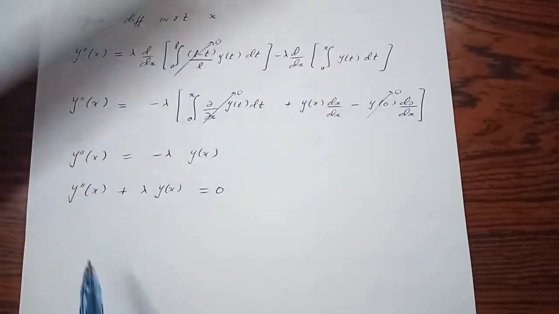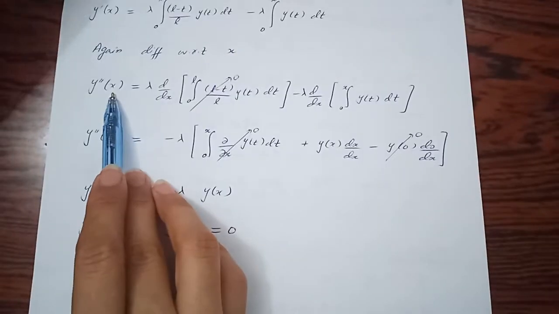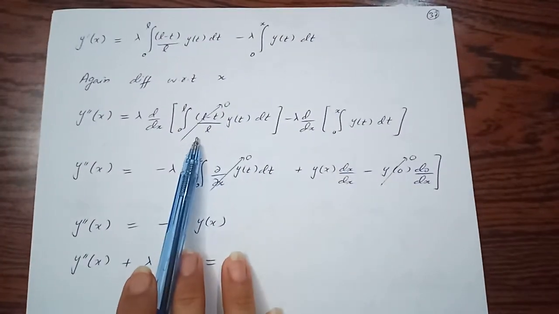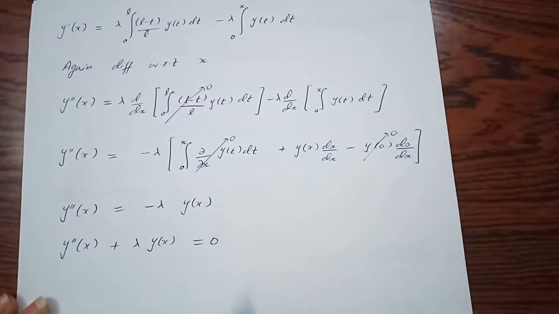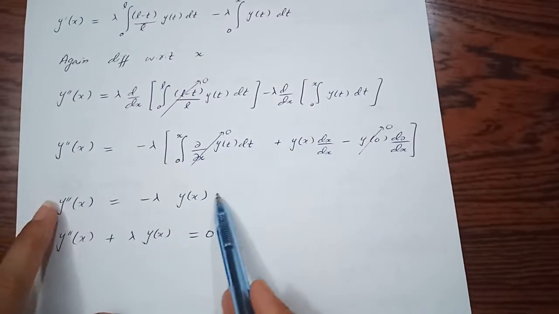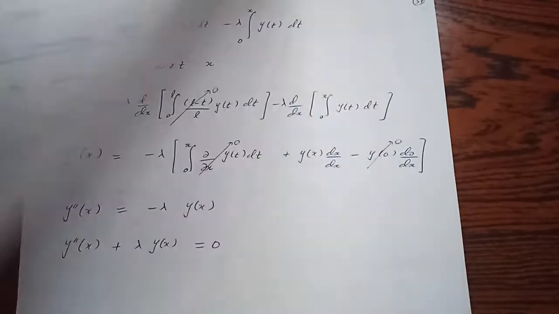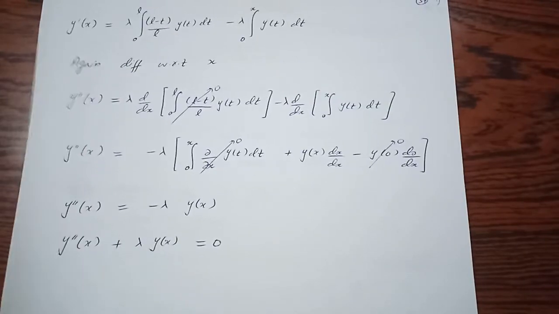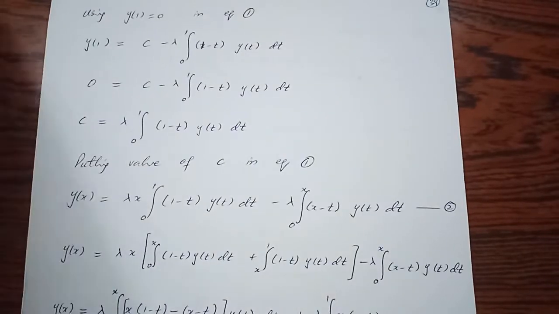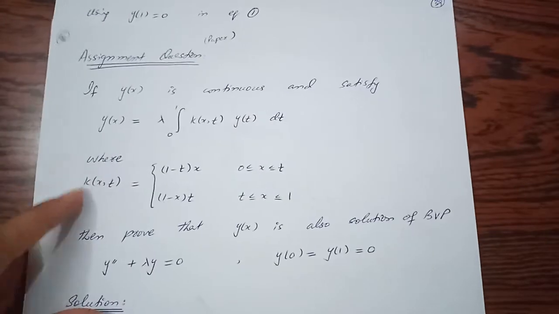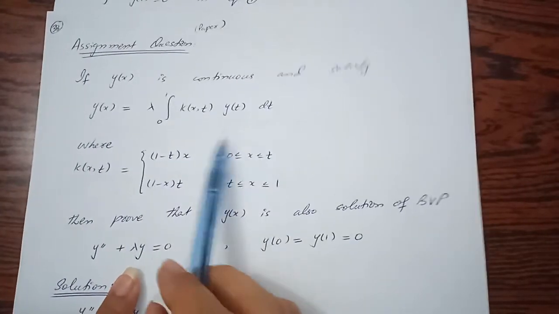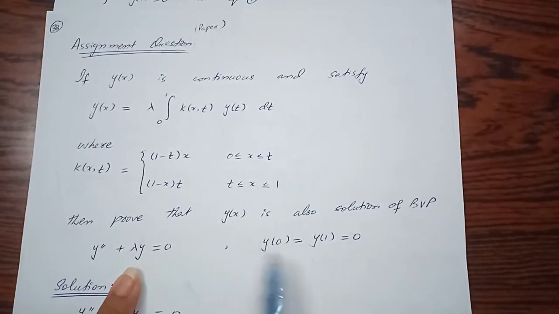Again we are going to differentiate it. So we'll get here y double prime, and again you have to apply the Leibniz rule here. After differentiating and simplifying, we'll get this equation that was the same as our given question in the start. You can see it's the same. So in this way we can prove it conversely. After that you can try this assignment question as well. You can note down this question and you can try this.